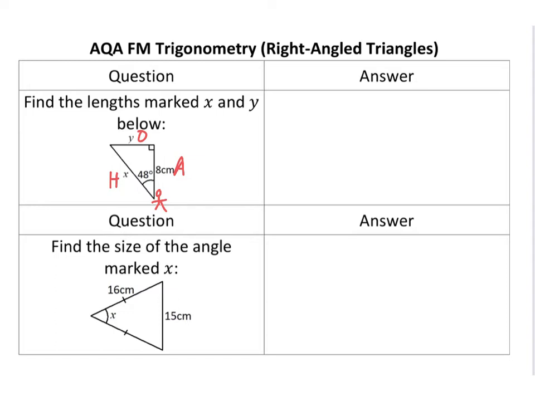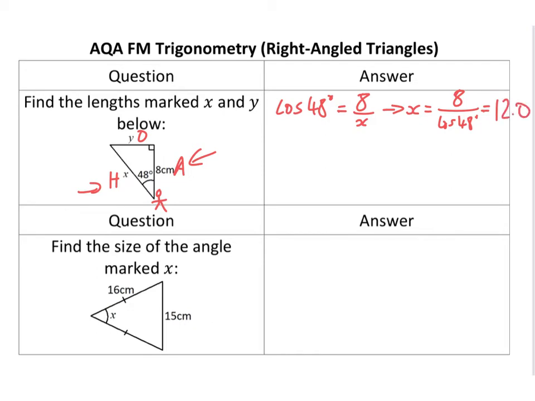Now, if I'm going to find x, I'm going to be using h and a. I have no information yet on o, so therefore h and a, which is going to give me cosine of 48 equals 8 over x. So rearranging that, we get x equals 8 over cosine 48, which I think gives me 11.9558 or something, so rounded to one decimal place, 12.0 centimetres.